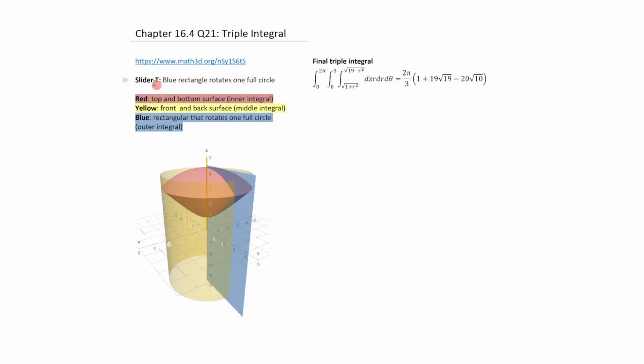So if you click on the slider T in the interactive simulation, this blue rectangle just sweeps around and forms a full circle. What are we doing? We're going to be sweeping out the volume enclosed between that surface and this outer perimeter surface.